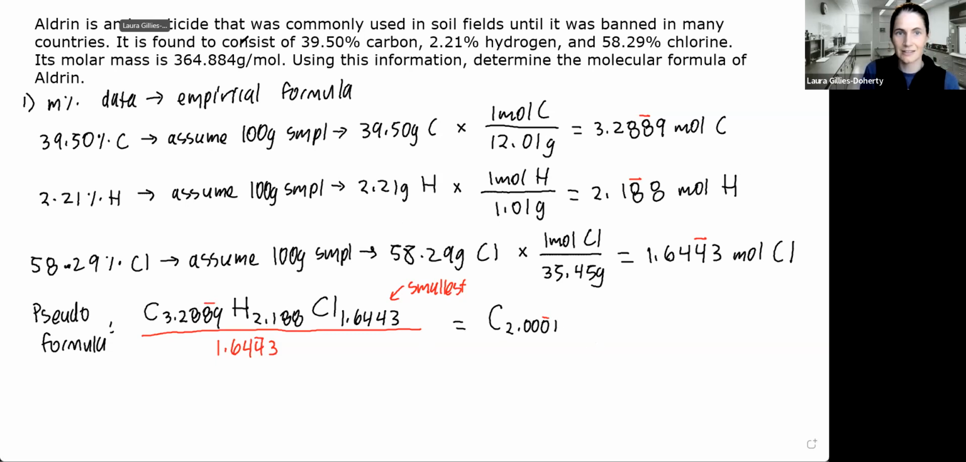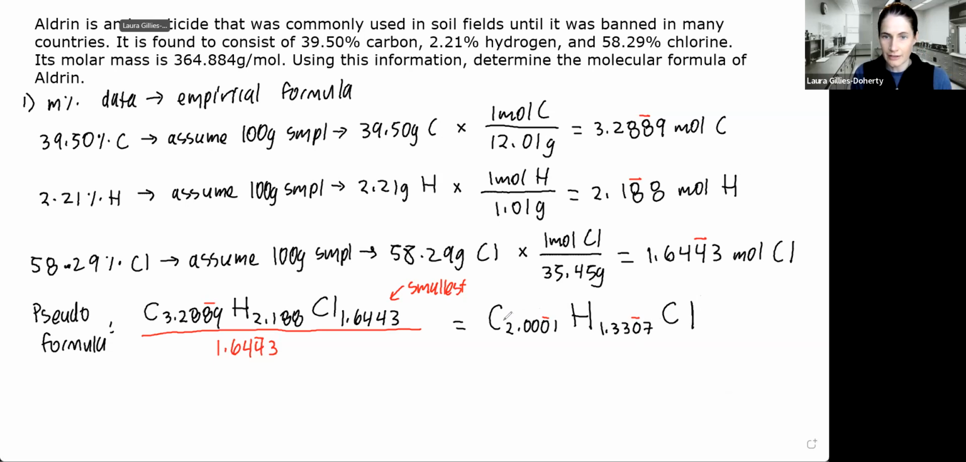4 sig figs. It's going to be rounded to 2 eventually. I check out my hydrogen, 2.188 divided by 1.6443 gives me 1.3307. And that should have 4 sigs if I was rounding, but I'm not yet. And then my chlorine ends up just having 1 mole of that because we divided it by itself, so Cl.